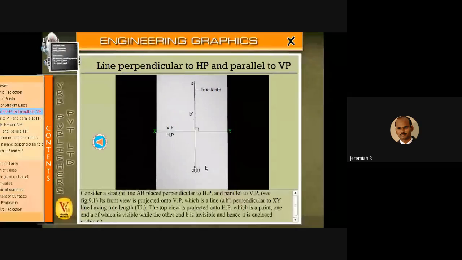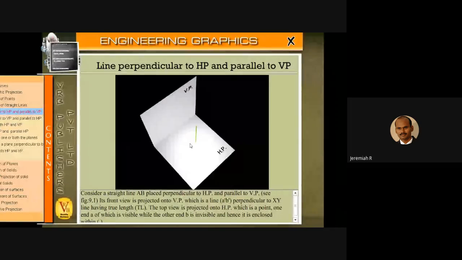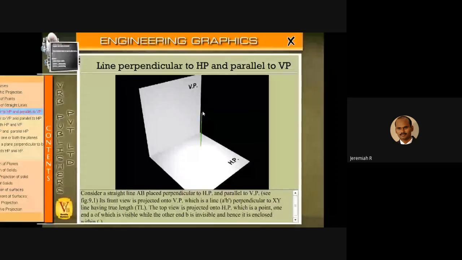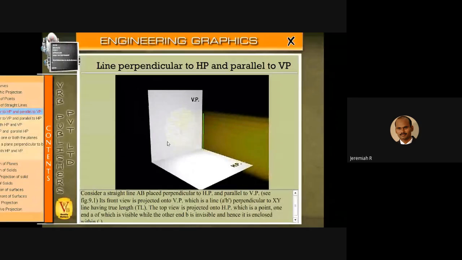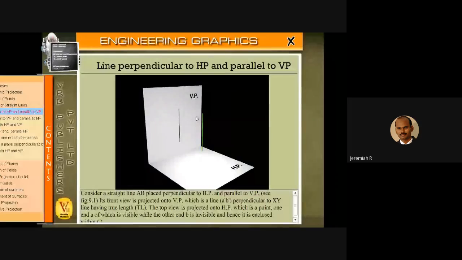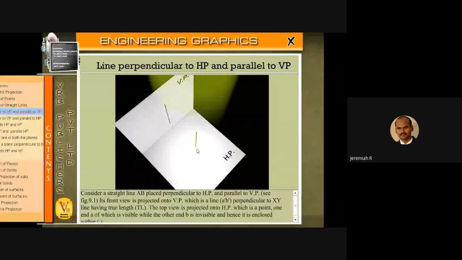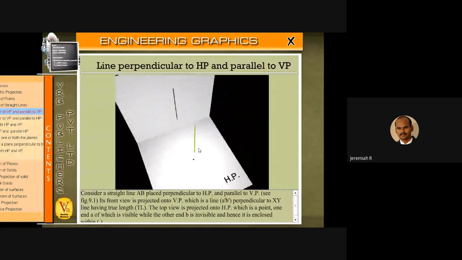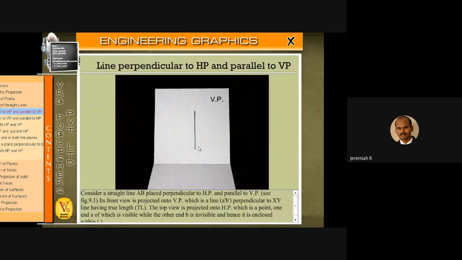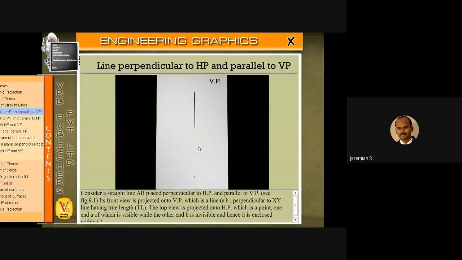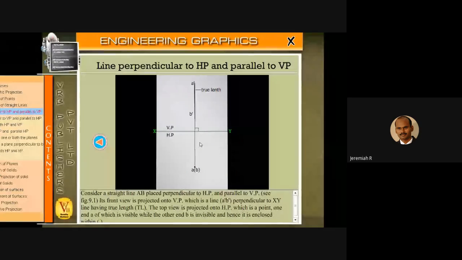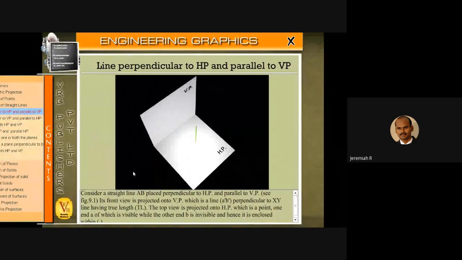Consider a straight line AB, perpendicular to HP and parallel to VP. If you take this as AB, in the front view what will you get? A dash, B dash. In the top view, only B is visible, but A you have to mention in brackets, because in the top view A is not visible. Consider a straight line AB placed perpendicular to HP and parallel to VP.